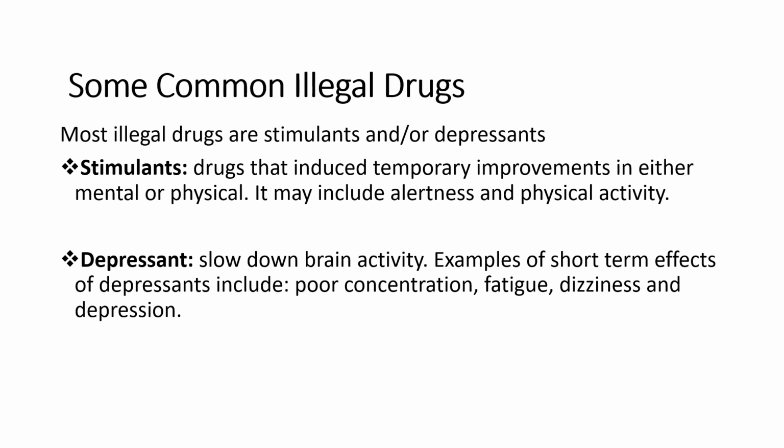Here are some common illegal drugs. Most illegal drugs are stimulants and/or depressants. Stimulants are drugs that induce temporary improvements in either mental or physical function. These may include alertness and physical activity. Depressants, on the other hand, can slow down brain activity. Examples of short-term effects of depressants include poor concentration, fatigue, dizziness, and depression.